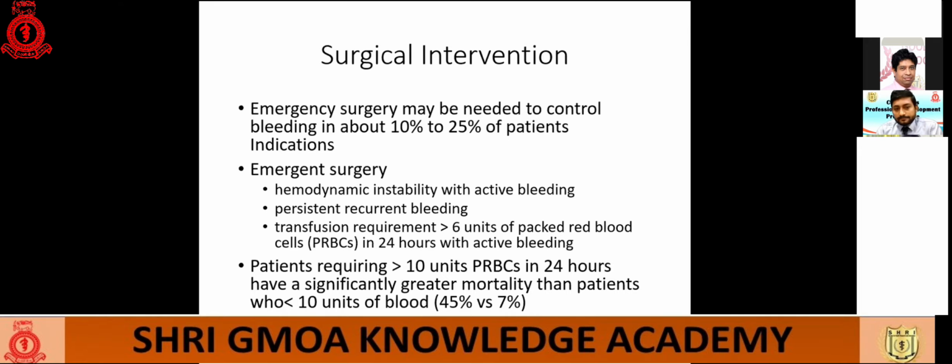So now, when we are taking a patient to emergency surgery, how are we going to decide who needs emergency surgery or who can wait? So there's a rough guide. If you need more than 6 units of blood per 24 hours, this patient is still bleeding, they need emergency surgery. If a patient needs more than 10 units of blood within 24 hours, they have a very poor outcome compared to a patient who needs less than 10 units of blood, and it is 45 versus 7%.